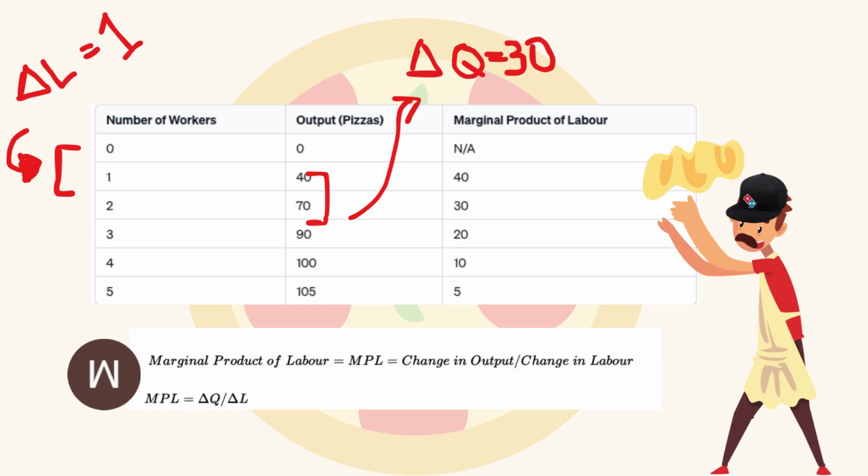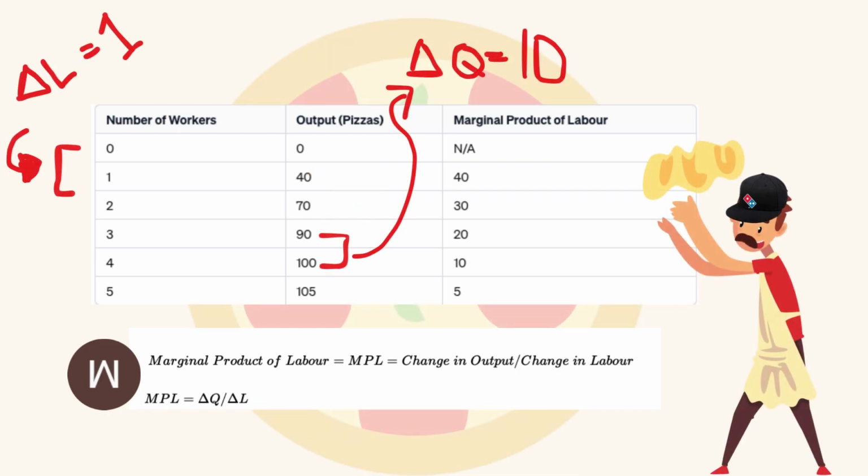Okay, now let's say we increase from 1 to 2. Now we have an increase of 30 pizzas. This process can be repeated for each additional worker to see how the marginal product of labor decreases. Adding more workers doesn't mean we have more output. Instead, it means we have a progressively smaller output of pizzas.